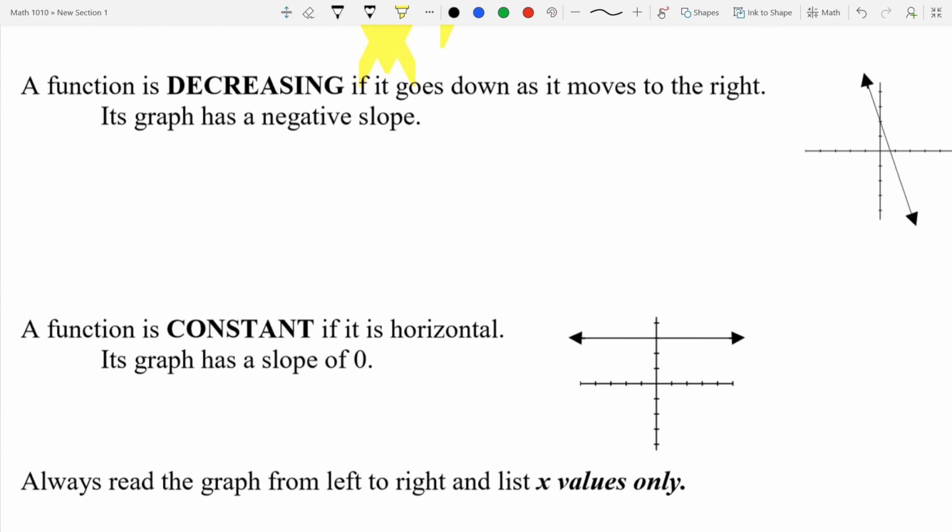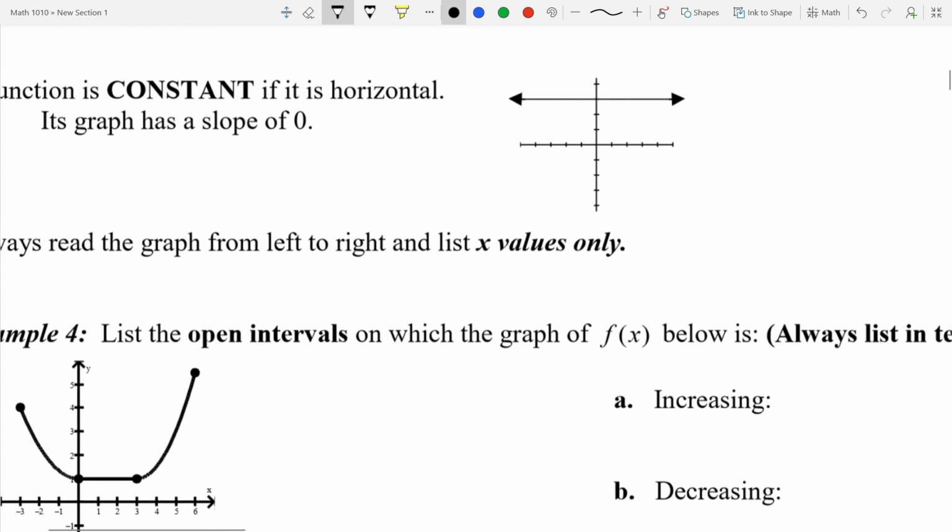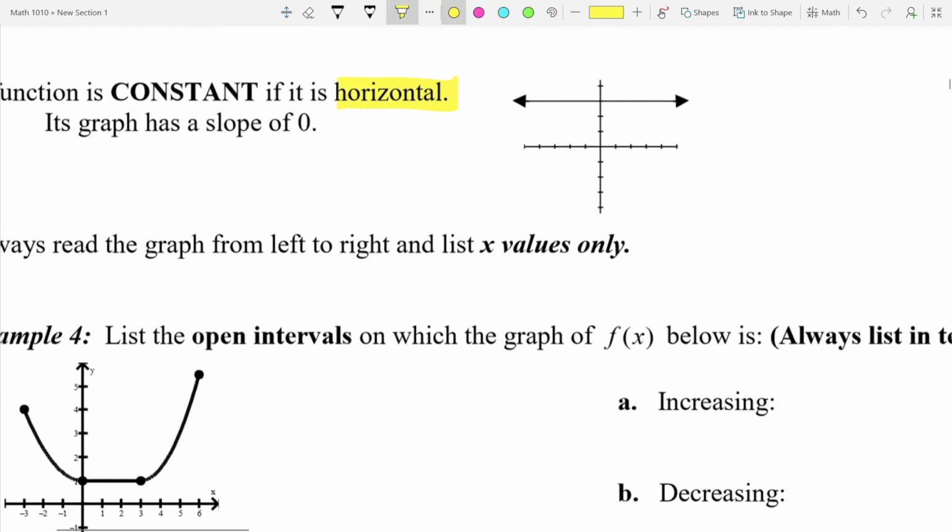Decreasing is easy. Look right here, you start on the left, and as you travel to the right, your graph goes down. That's decreasing. Here's constant. It's easy to understand. It's a horizontal line. You know something that's constant? Look, my pay. In the summer, I don't work at all.